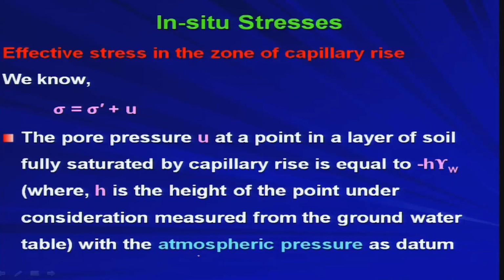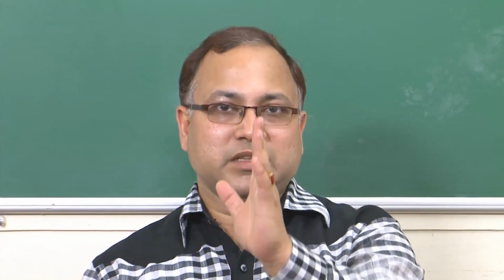Now this minus H gamma W is obtained with the atmospheric pressure as the datum term. We have already seen that the free water surface is exposed to the atmosphere, and that gives the atmospheric pressure. That is the datum, basically the basis on which we can calculate the pressure.